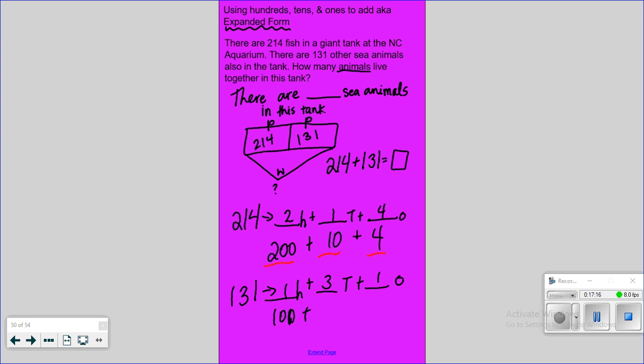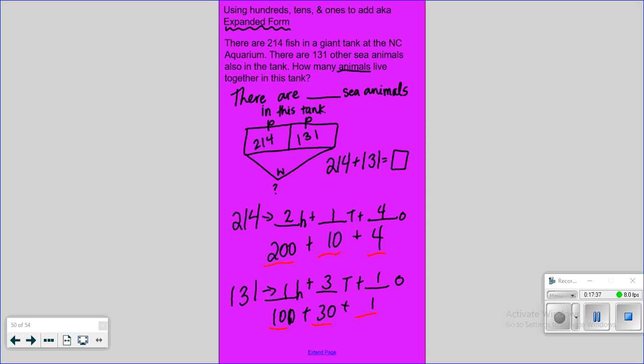What's 3 tens worth? 3 tens. 30. What's 1 worth? 1. Now expanded form to add.